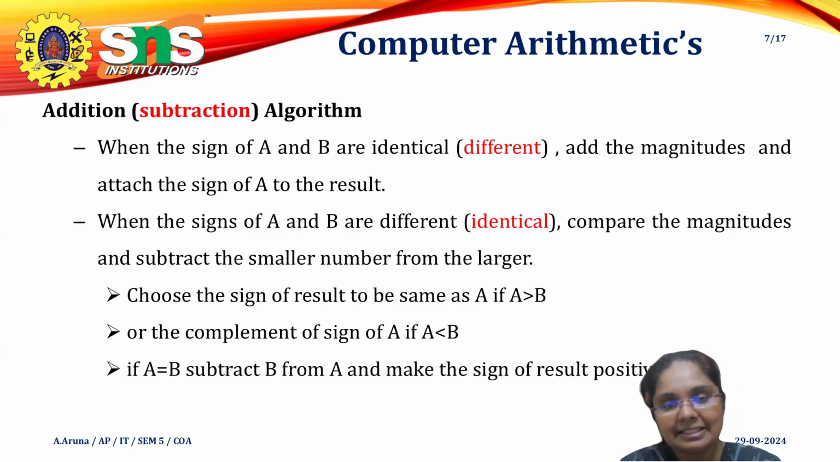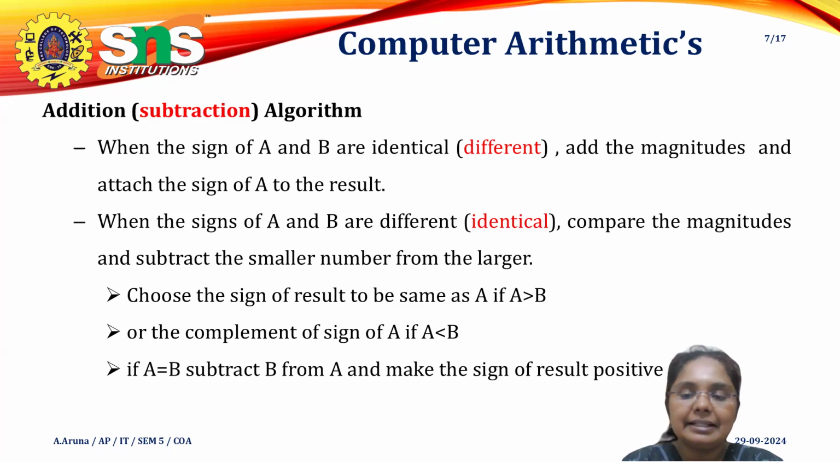When my signs are identical, meaning the same sign, then I have to add the magnitude part, and also I have to attach the sign of my A to the sum as the result. For example, if both numbers are positive, A positive and B positive, I can add directly and attach the sign of A. If both are negative, I do the addition operation and also attach the sign of A. This is the first step.